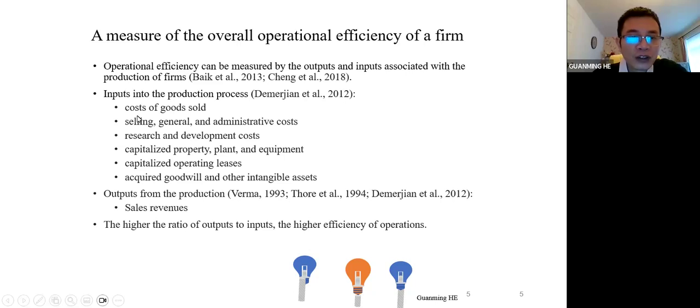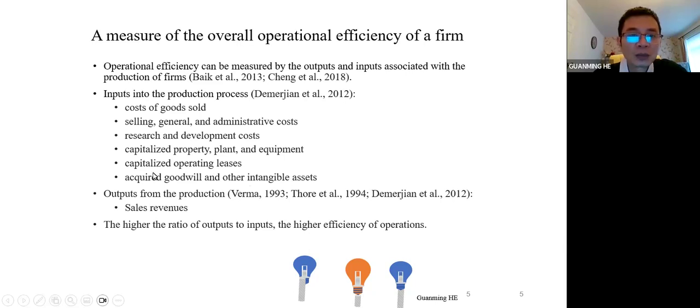We have 6 basic inputs into the production process. And these inputs could be divided into the short-term costs versus long-term costs. For the short-term costs, we have cost of goods sold, selling, general, and administrative costs, and research and development costs. For the long-term costs, we take account of property, plant, and equipment capitalized by the firm, as well as the capitalized operating leases and the acquired goodwill and other intangible assets.